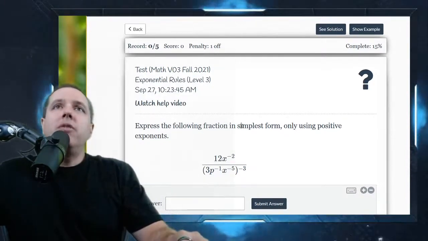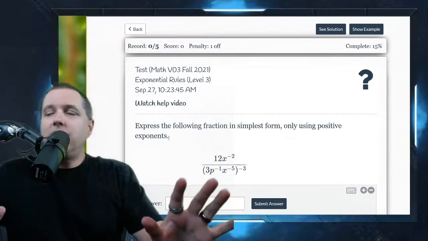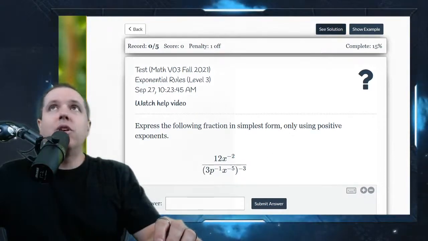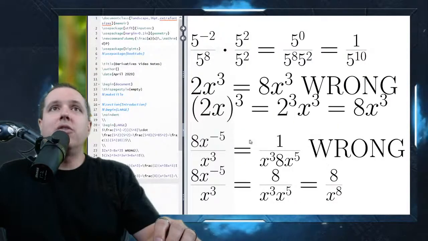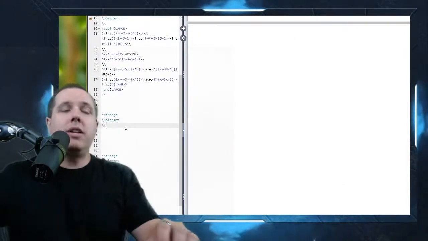Okay, express the following fraction in simplest form using only positive exponents. So we're supposed to simplify this whole thing. This one's complicated enough. I'm not going to just visually walk us through it. We're going to do it in this other problem. So let's take a look over here. Let's go to a new page. Start a new page, brand new.